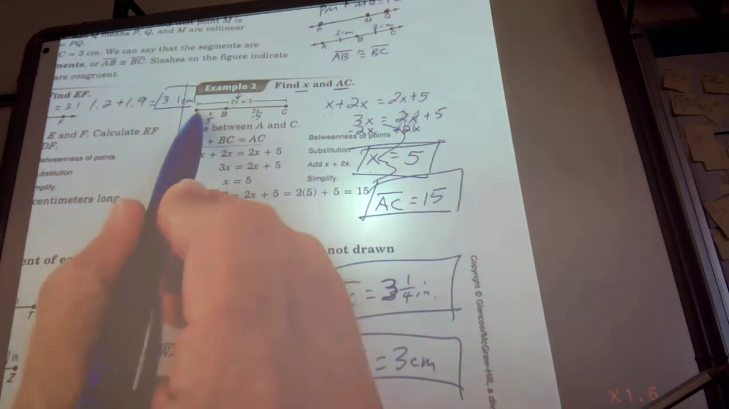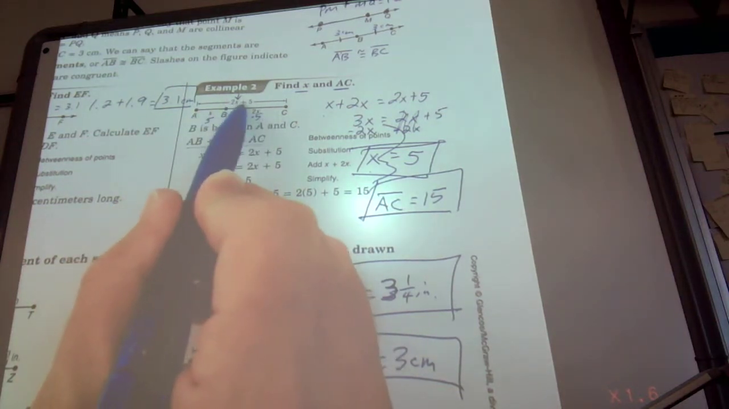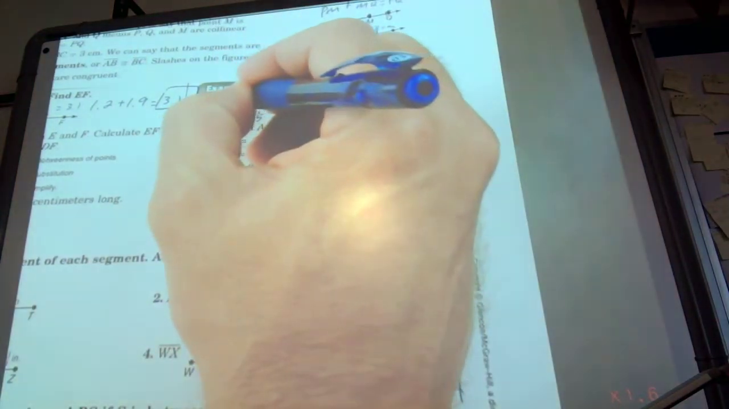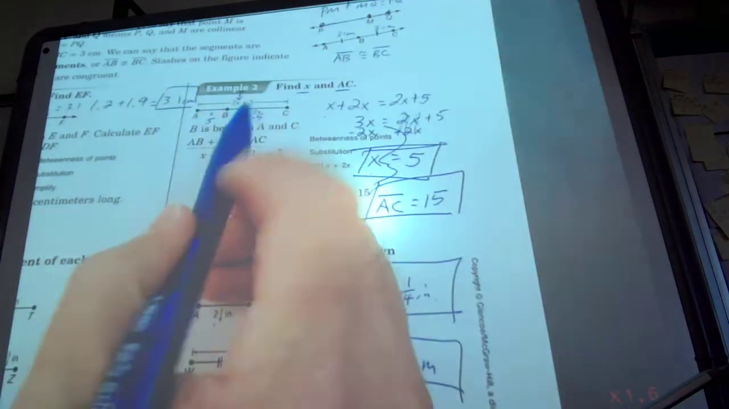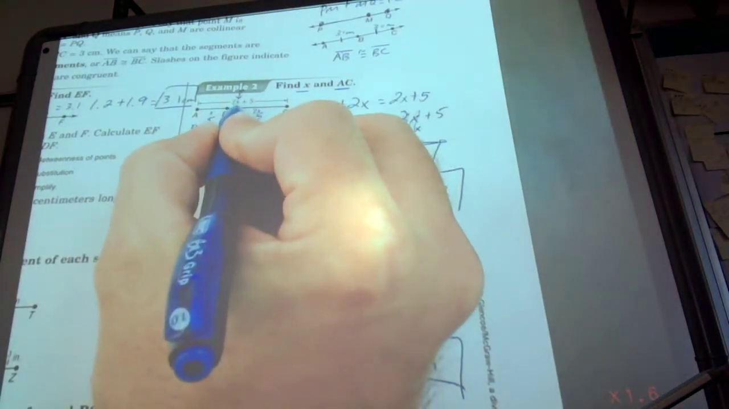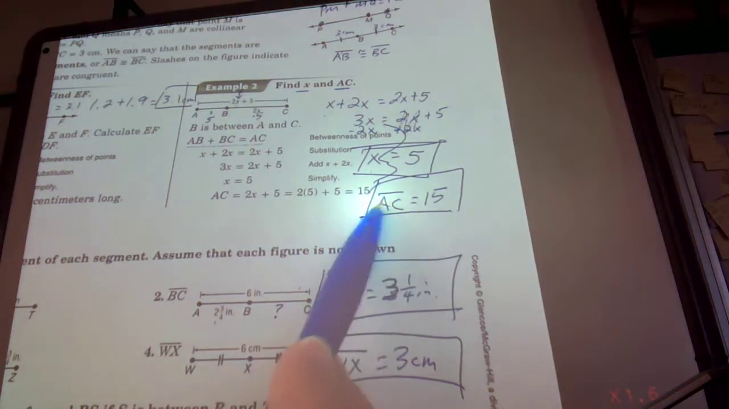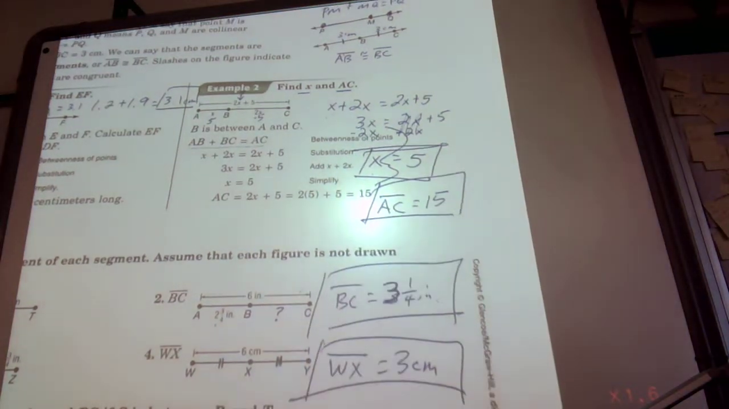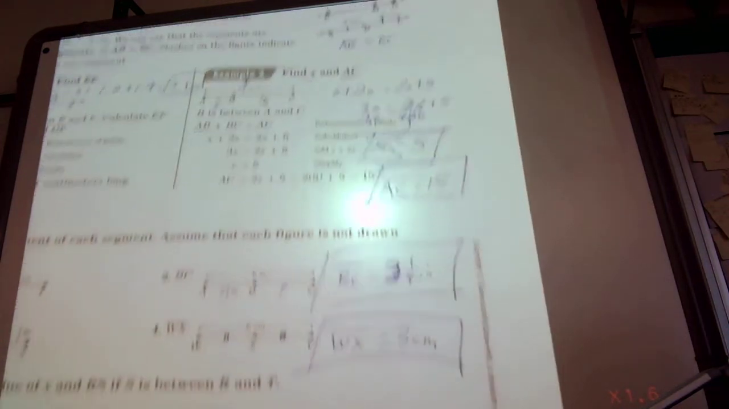Look up here. From A to C, we know that as 2X plus 5. Well, I'm going to substitute in that 5 right there for X. We know how to substitute in. We're just going to replace it. So 2 times 5 is 10, and 10 plus 5 is 15. So we know that line segment AC is 15 units. They didn't give us a measurement, so we're just going to leave it there. All right, pretty good. Not too bad.